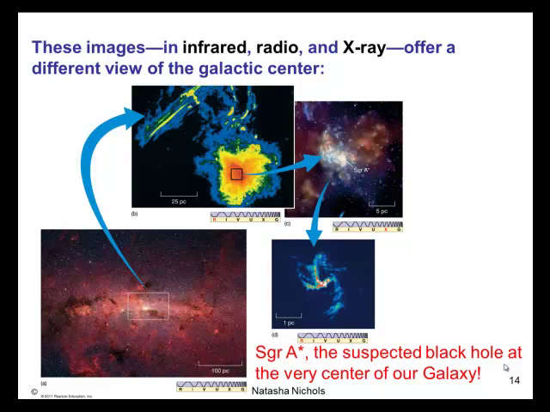Frame D is a spiral pattern of radio emission arising from Sag A star itself, which suggests a rotating ring of matter only a few parsecs across. All images are false color since they lie outside the visible spectrum. Sag A star is the suspected black hole at the very center of our galaxy.